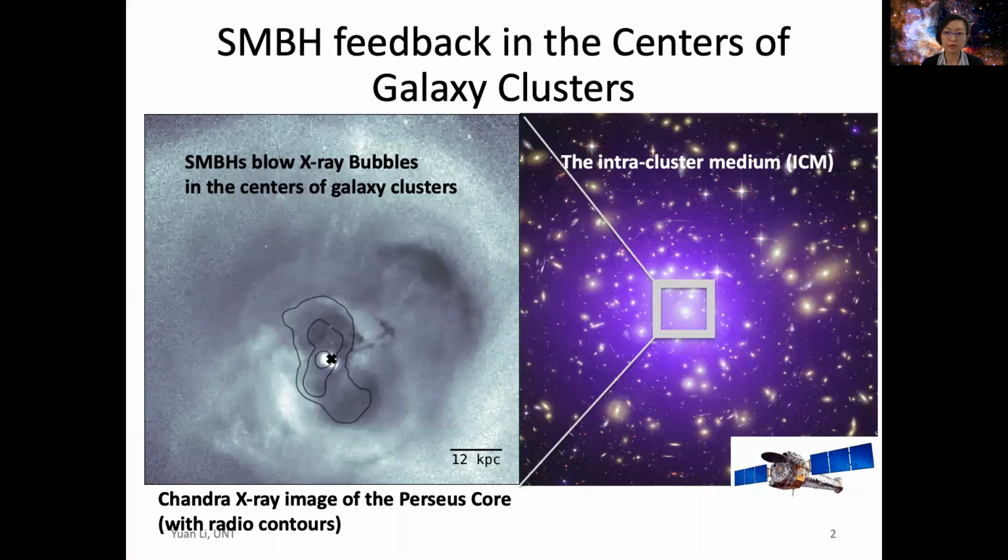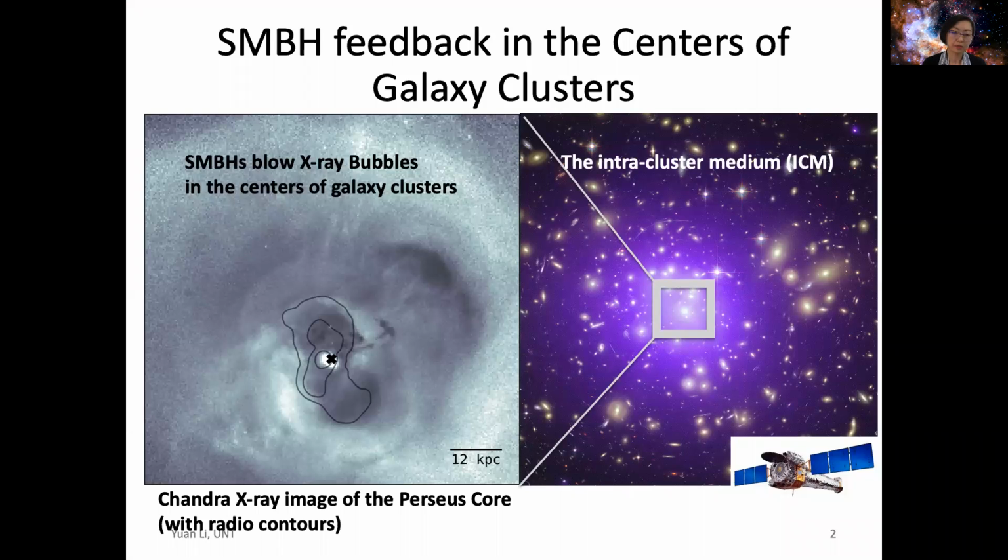Galaxy clusters are filled with hot ionized plasma called the intracluster medium, or the ICM. We can see this ICM using X-ray telescopes because the ICM is emitting a lot of X-ray photons via Bremsstrahlung radiation and is therefore cooling.